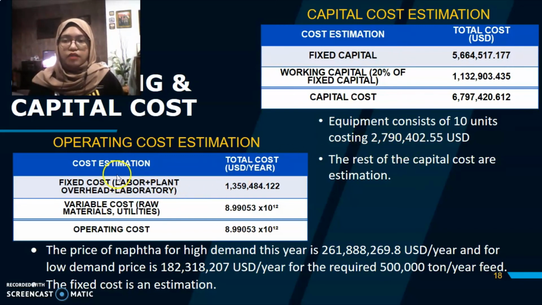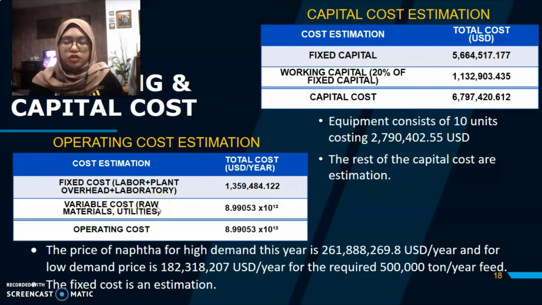And then we have the operating cost. So our operating costs include the fixed cost and variable cost. Firstly, for the fixed cost, it is labor plus plant overhead plus laboratory, which costs around 1 million. This is an estimation from the fixed capital. And then we have the variable cost, which includes raw materials and utilities.